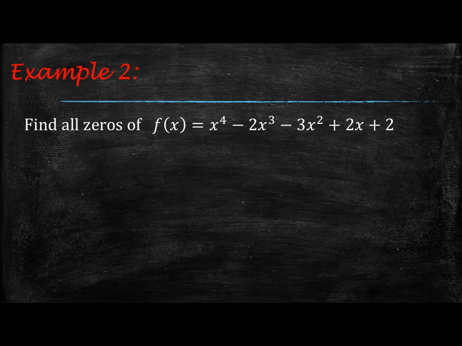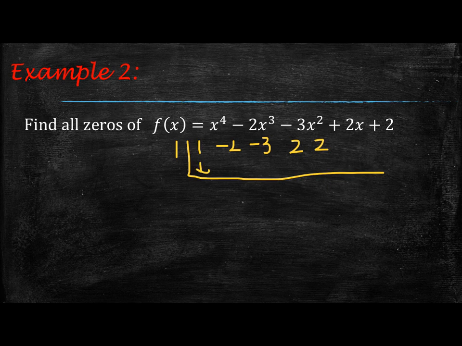So I'm going to take one of those and I'm going to use synthetic division. So I'm going to divide it by 1. Get your coefficients written down, make sure that you're not missing any. It doesn't look like I'm missing any. So I'm going to have 1, negative 2, negative 3, 2, and 2.